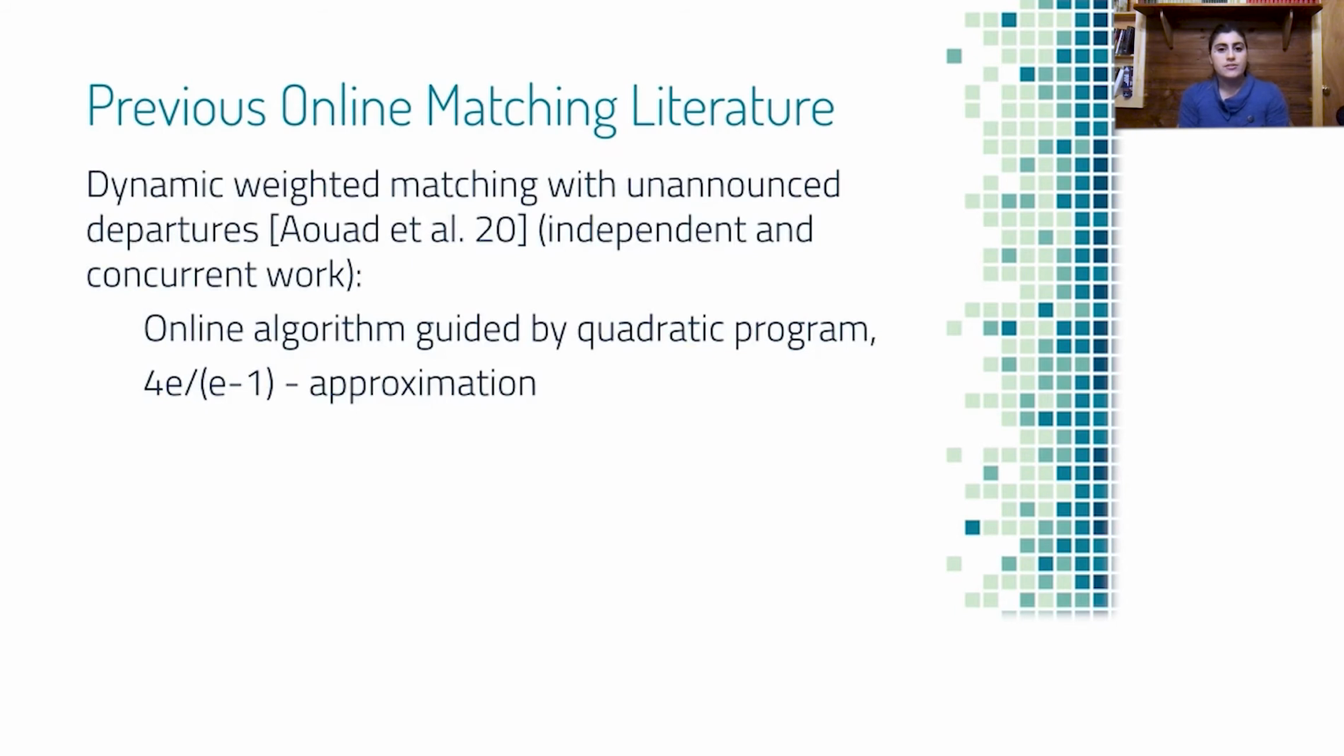Most relevant in terms of related work was an independent and concurrent work done by Awad just this year. In this work, they studied a very similar model where, like us, they're looking at weighted matching with nodes that can arrive and depart and where the departures are unannounced. Their algorithm is guided by a quadratic program and gets a 4e over e minus 1 approximation. By contrast, our algorithm is guided by a linear program, as I'll get into, and it gets a 1/8 approximation, which is a little weaker, but which has actually been improved in work after the acceptance of this publication to 1/6.